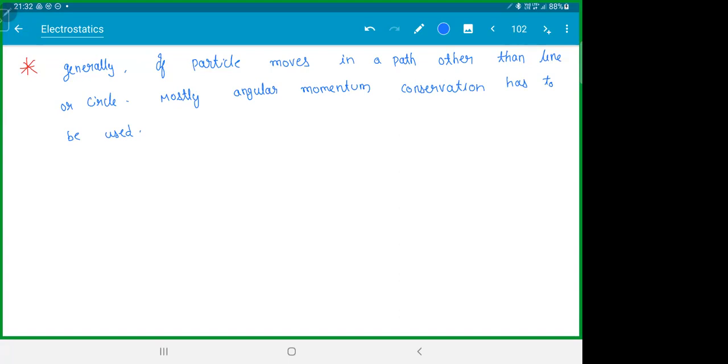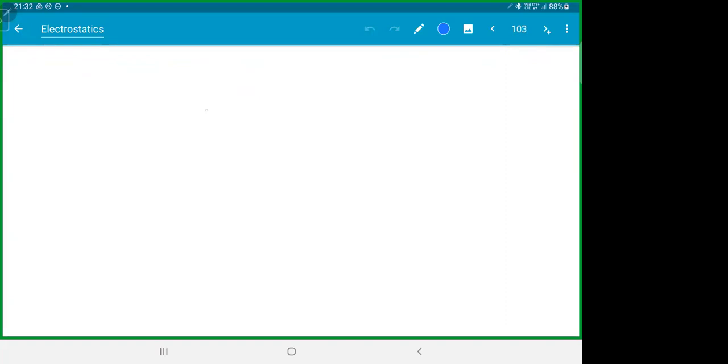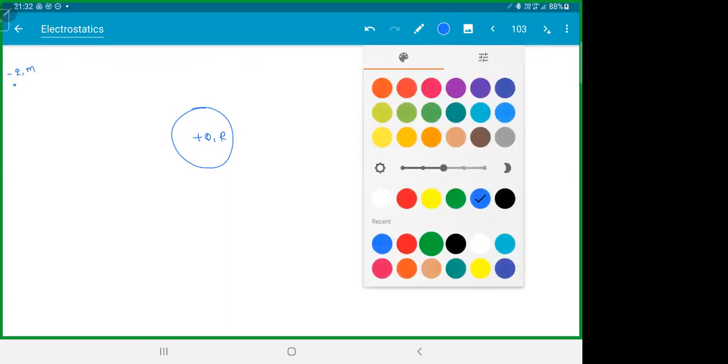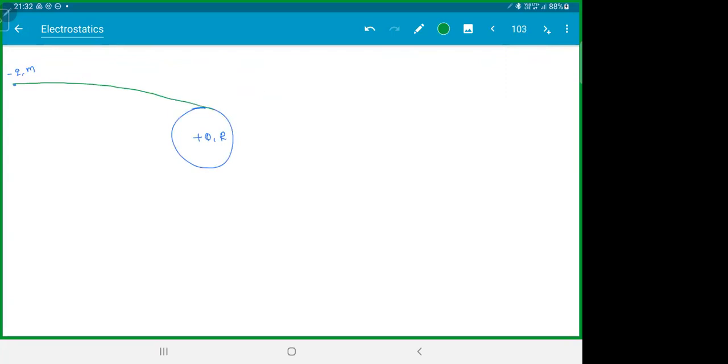See. Let me go to the next page. So this is plus q and radius r. This is your minus q and mass m. So this guy is just missing the planet and going like this. This is your state 1, and when you just miss, this is state 2. When you're just missing the planet, what will the velocity be? Tangential, right? You're just missing the planet. The value of v, I don't know.